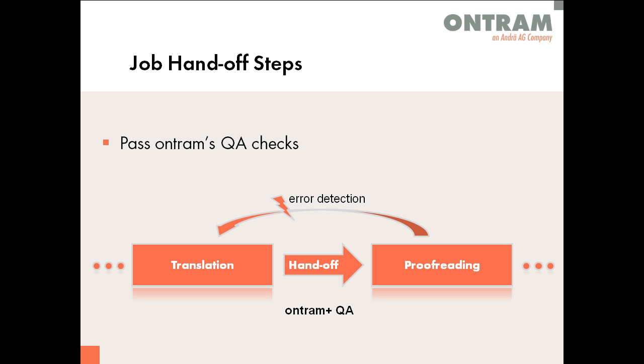To get a feel for how ONTRAM's QA functionality works, let's do a brief overview. QA checks ensure that no predefined rules for file handling are violated during the editing process. The user can't hand off a job to the next workflow participant if there is an error. The QA check differentiates between errors and warnings. While warnings just alert you to a problem and prompt you to perform a check, they don't prevent workflow progress. Errors, on the other hand, will prevent you from handing off to the next workflow participant and must be corrected. It's up to the project manager or system administrator to configure error and warning behavior.